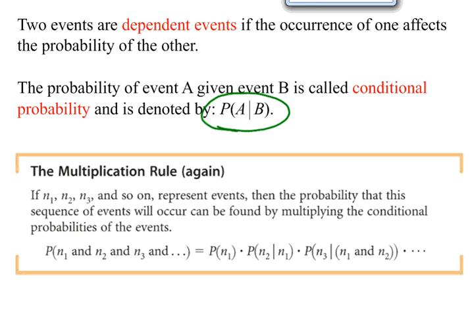And finally, we have our multiplication rule. Again, same as independent events. We would take the probabilities of each branch, multiply them together to get the probability of the entire pathway or the entire outcome.